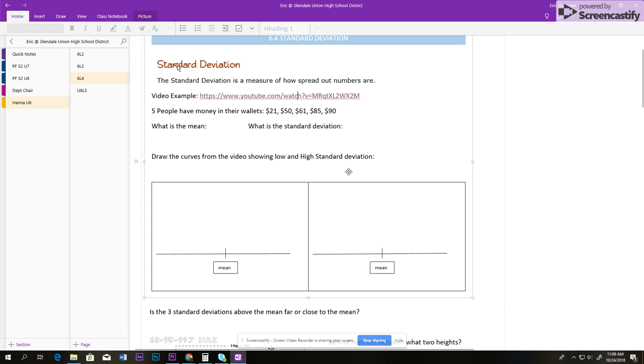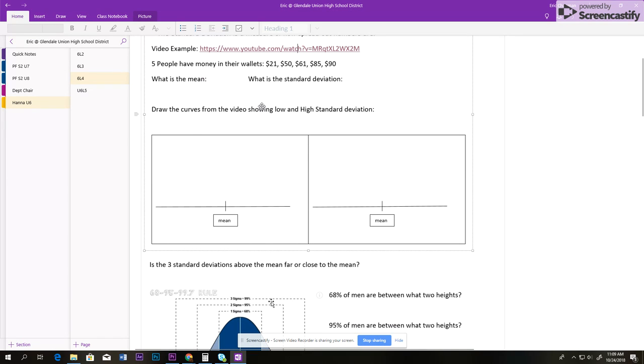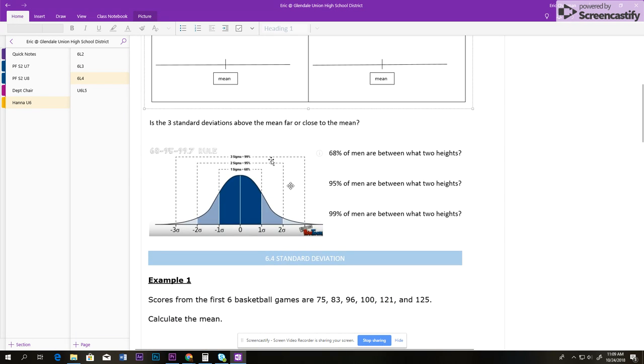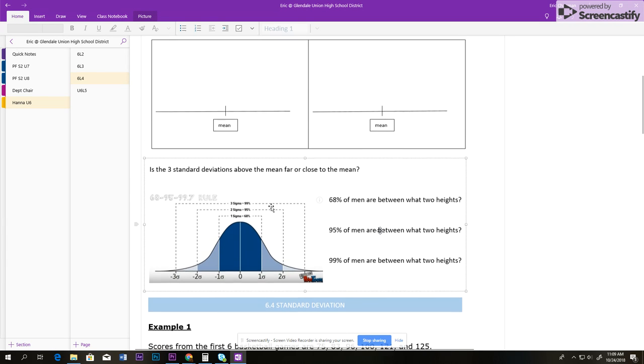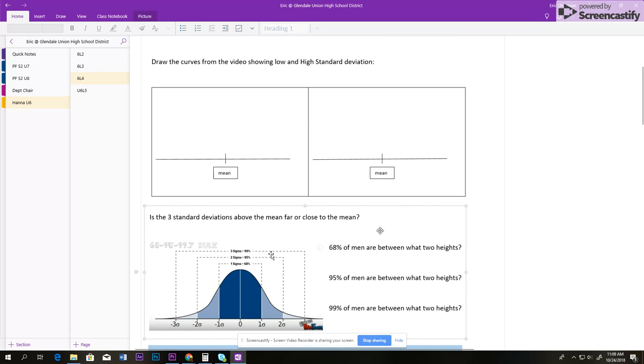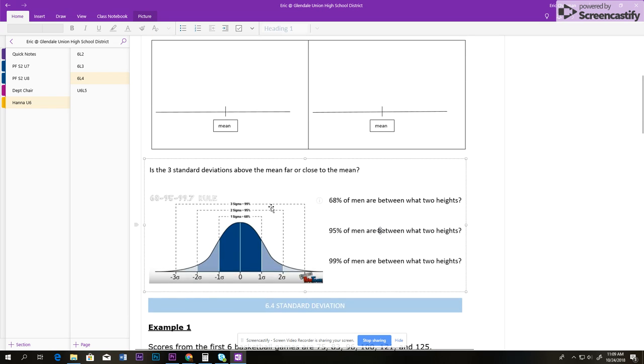All right, let's take a look at this video. Well, you should have already watched it at the beginning of this. And then let's draw the curves from the video showing low and high standard deviation. You'll do that part. Let's talk about this one. 68% of men are between what two heights? Answer that from the video. Answer these from the video. And then we will just jump right into the lesson.